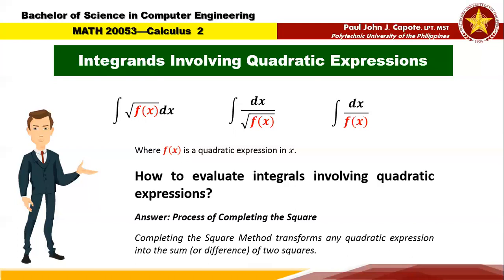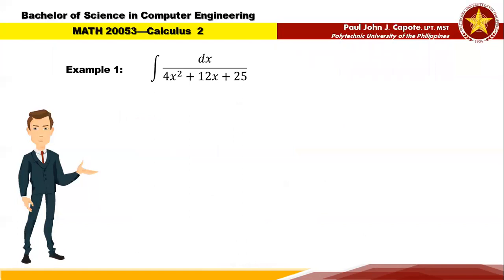Now, when a given quadratic expression in x is transformed to a sum or difference of two squares, then it's possible to use the theorems that we discussed, or I have presented, a while ago. Let's have example number 1. We are to evaluate the integral of dx over 4x squared plus 12x plus 25.